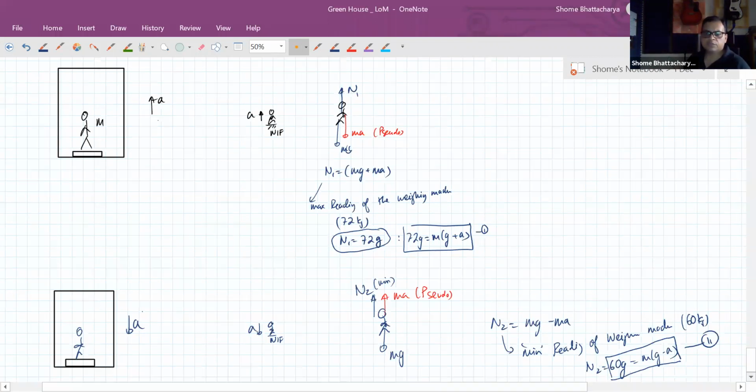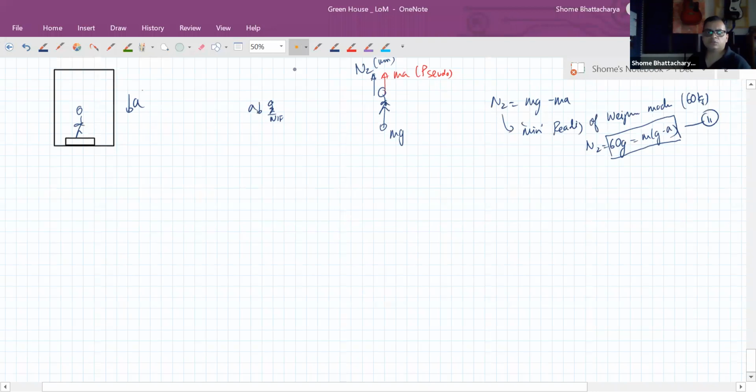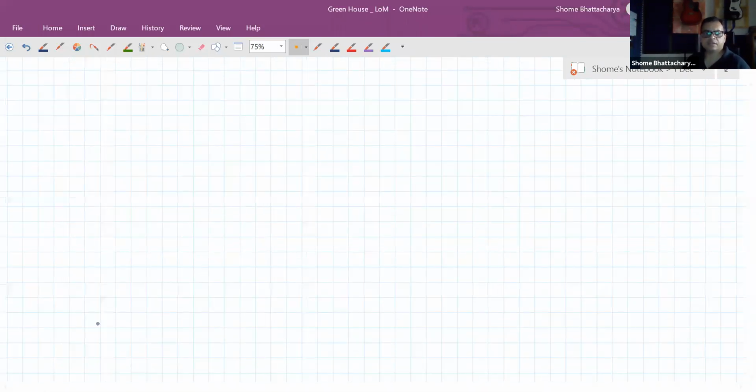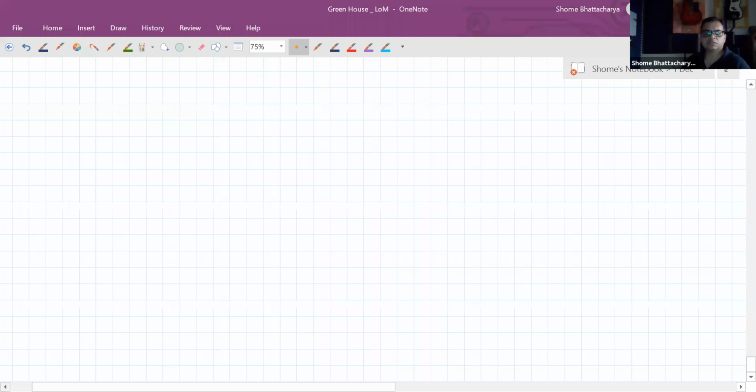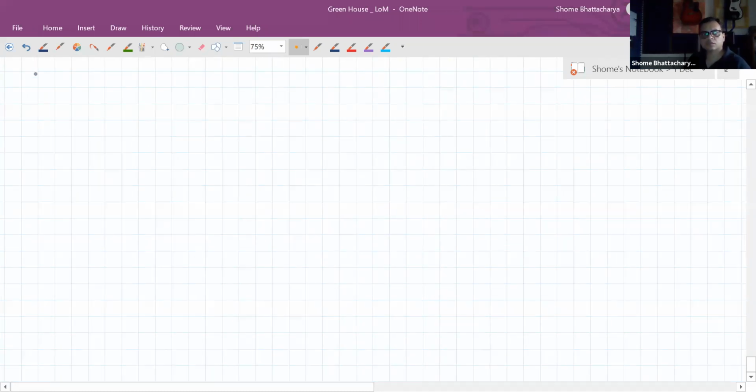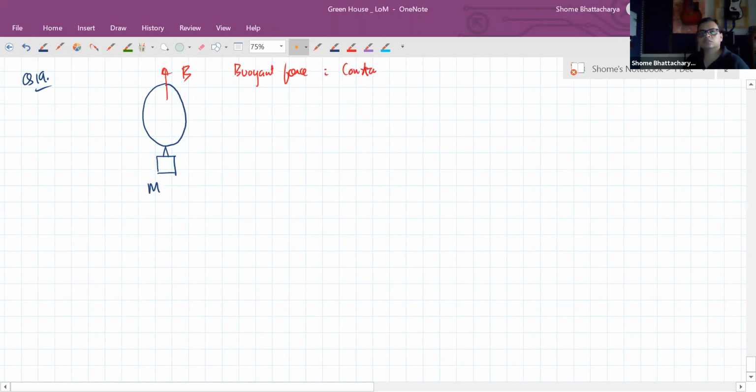Okay, so in 19th question, on a hot air balloon, there are two types of forces which are acting. One is the buoyant force, which is a constant force. So let's say this is your hot air balloon and you have suspended some mass. Now on this there are two forces acting. One is the buoyant force, which is a constant force, and the other is air resistance.